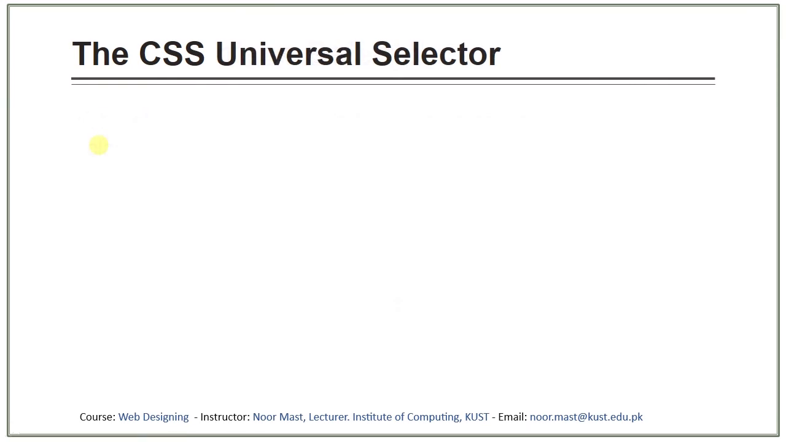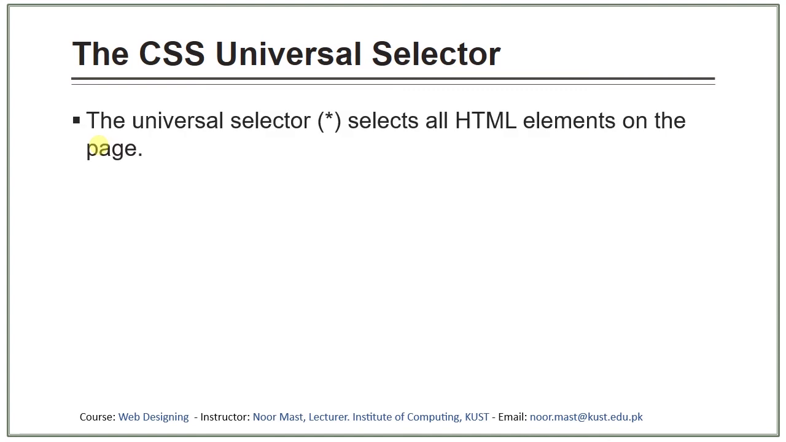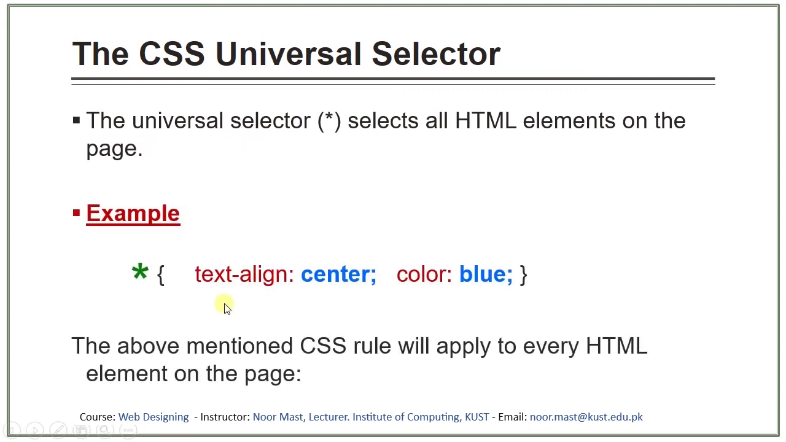The CSS Universal Selector. The Universal Selector selects all elements on the page. Look at this example. The above mentioned CSS rule will apply to every HTML element on the page.